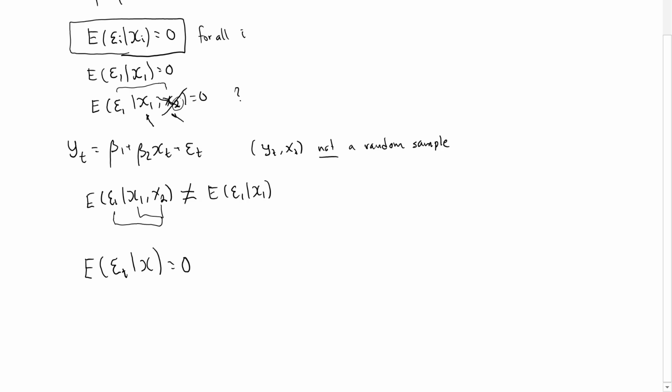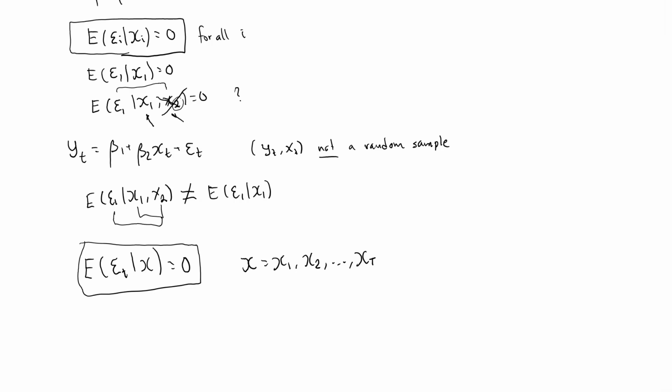Expected value of epsilon t conditionally on x, and by x I mean, this is just shorthand for x1, x2, all the way to xt. So I'm conditioning on the x variable at all time periods. And the requirement is that the expected value of the error term should be 0, no matter what value the x variable takes, not just today, but in the previous period, in the next period, and so on. An important conclusion will follow from this.